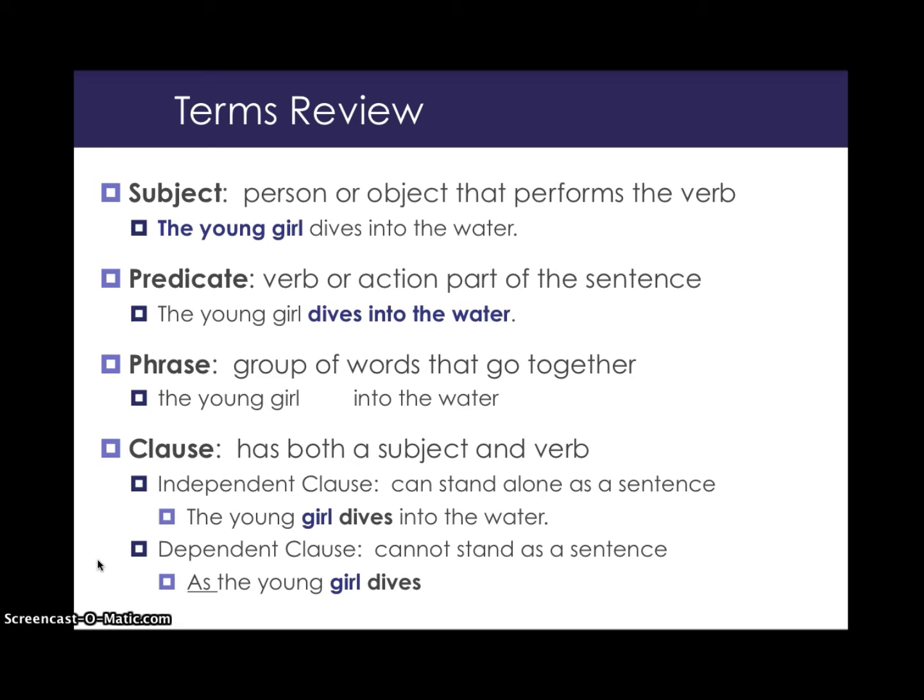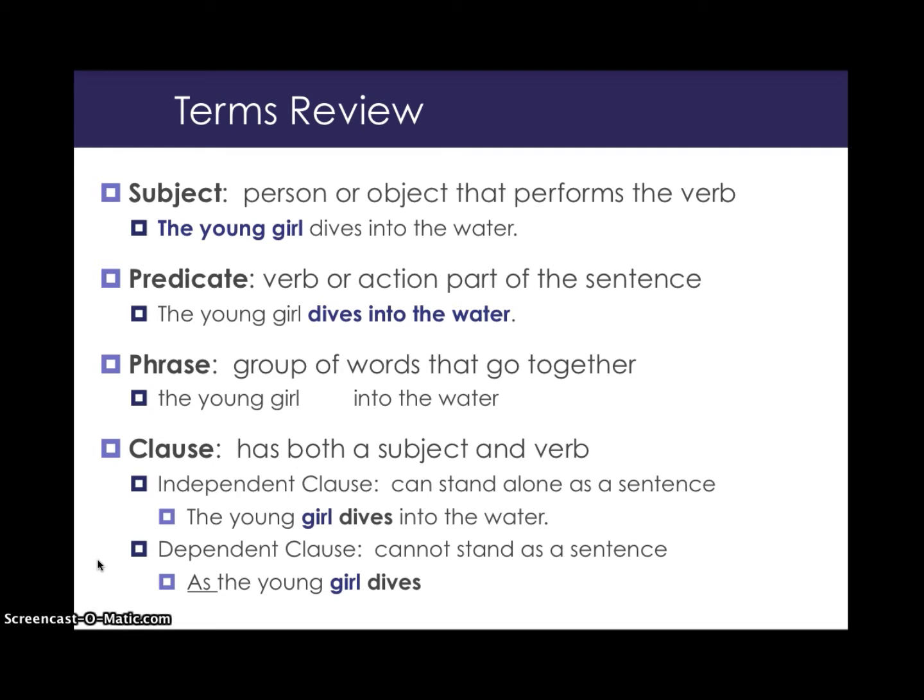The predicate part of the sentence is the verb part. So the same sentence, the young girl dives into the water. Dives is the simple predicate, it's just the verb. Dives into the water is the verb phrase, it all goes together. A phrase, remember, is a group of words that go together. We could have a noun phrase, like the young girl, or a prepositional phrase, into the water.